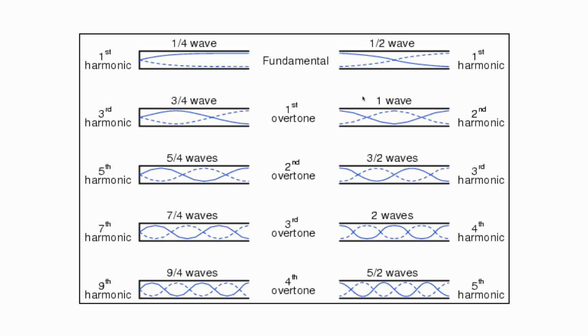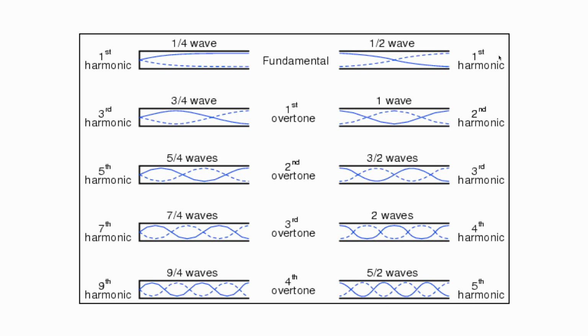Here's a tube that's open at both ends. The longest wave and the lowest frequency that can fit in here, because of our rule, we need to have an antinode at this end and an antinode at this end, is that half a wave is the shortest that fits. The next shortest is one full wave, antinode, antinode. Then we go to 3/2 waves. Then we go to 2 waves. Then we go to 5/2 waves.